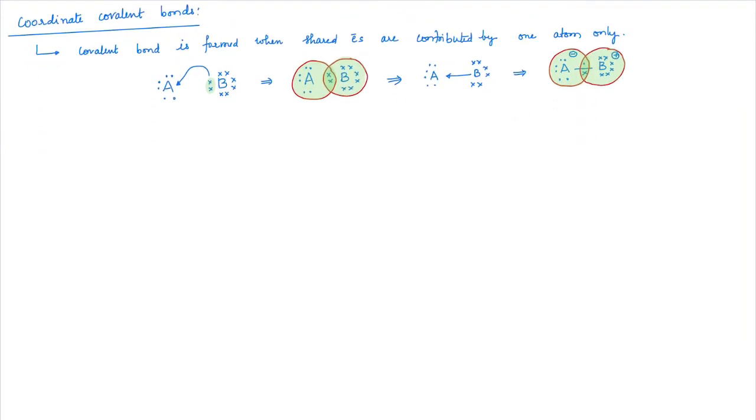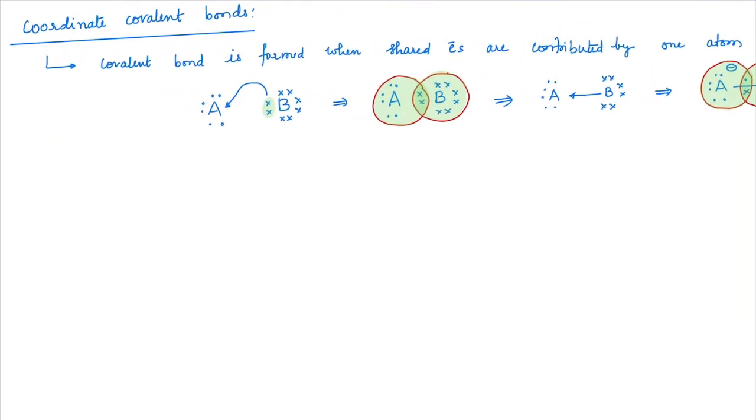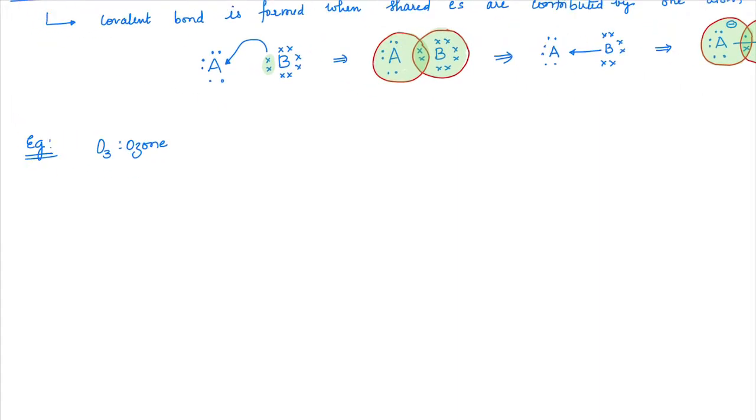Okay. So for instance, we'll check out a few worked out examples that will give us more clarity. Okay. Suppose you have to draw ozone, O3. Okay. Ozone does have a coordinate covalent bond. So let me show how it looks like.